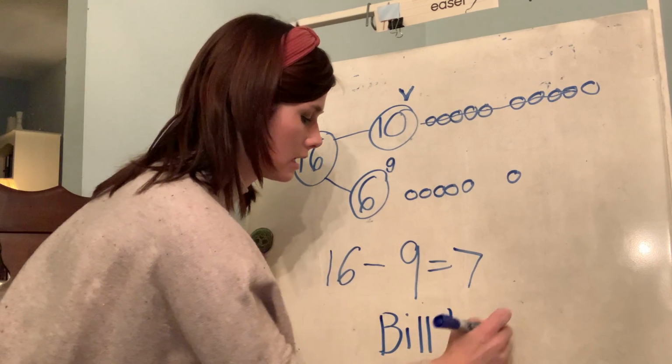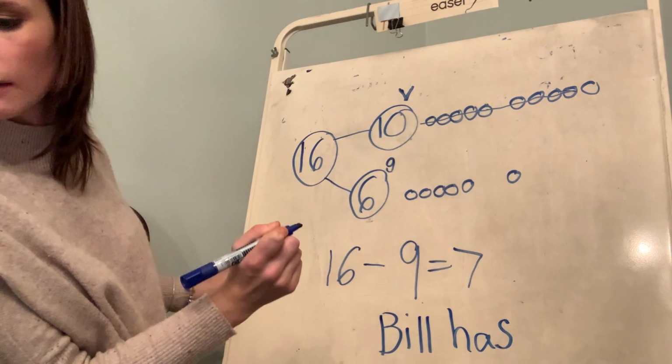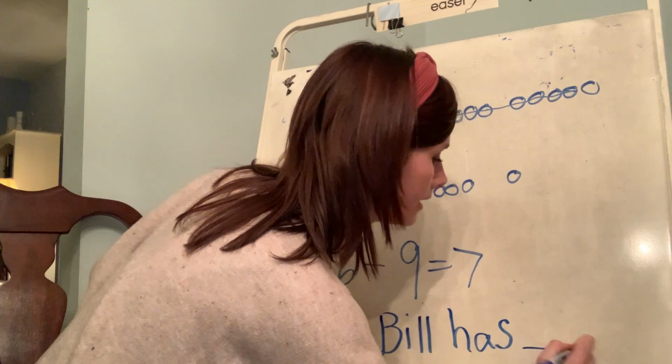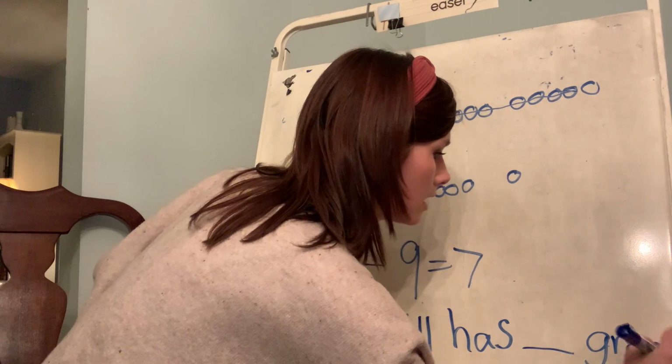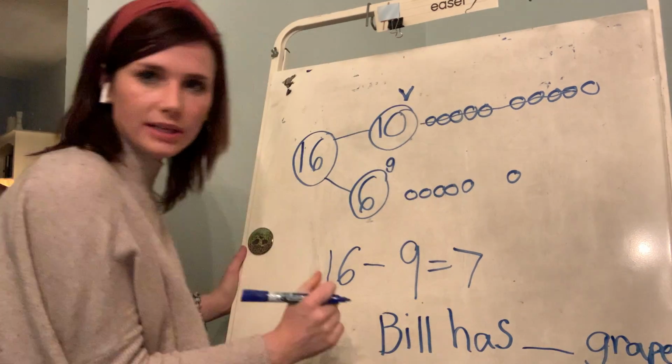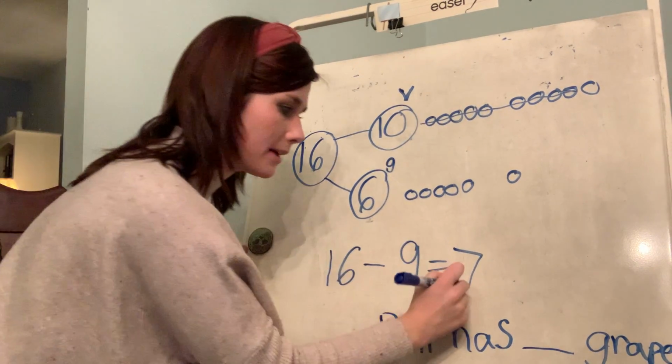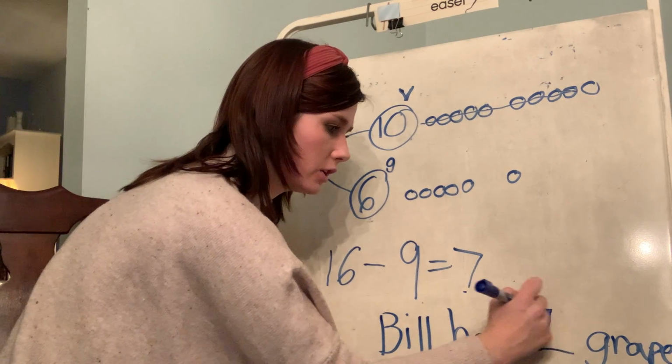And then you have a little statement and it says, Bill has blank grapes now. And I'm running out of room. Grapes. How many grapes does he have now, boys and girls? 7, right? 7. So you'll fill that in.